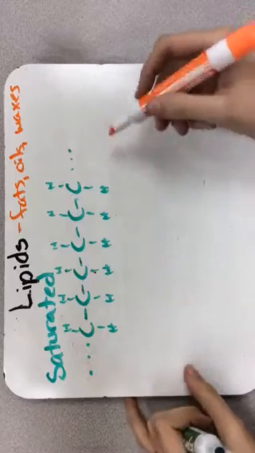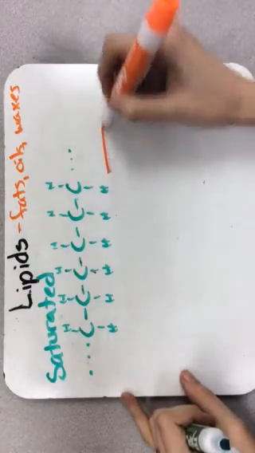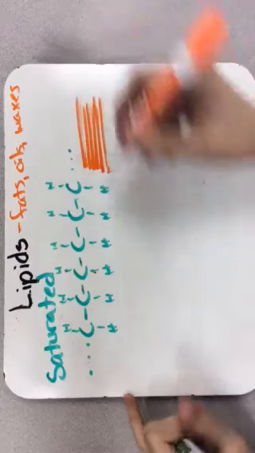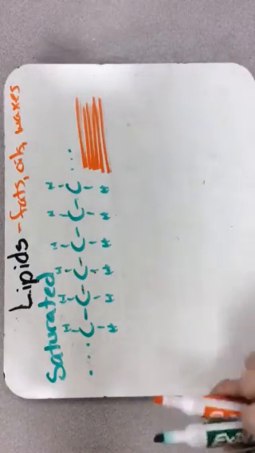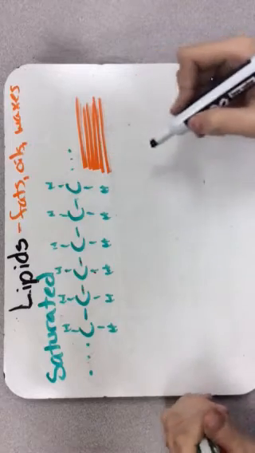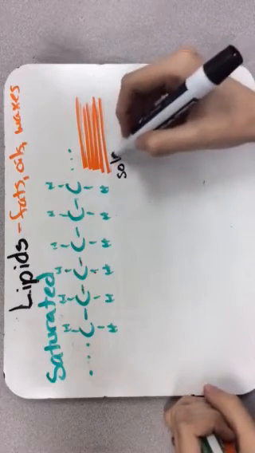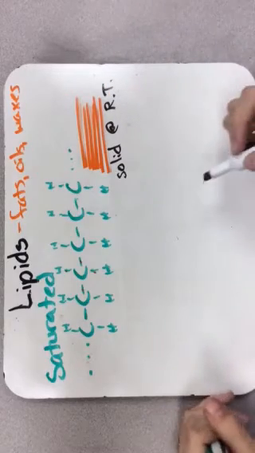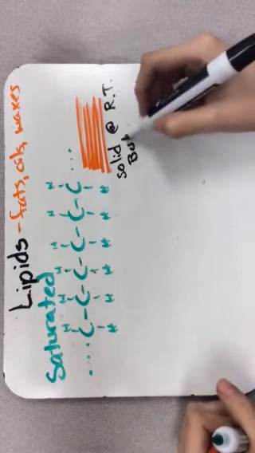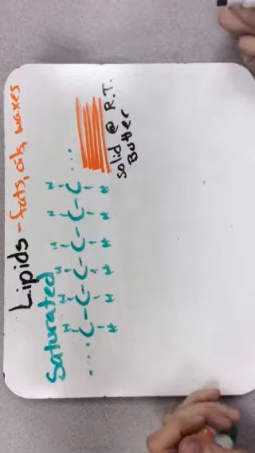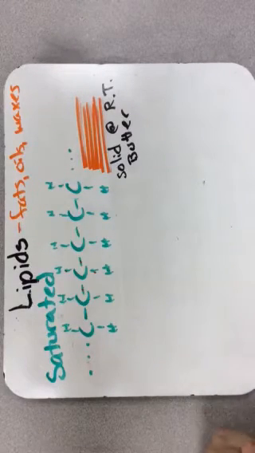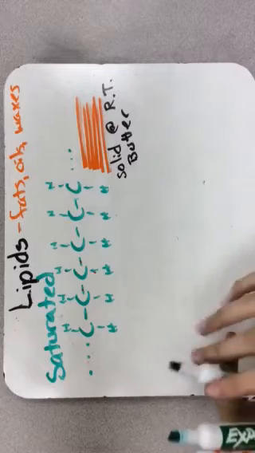It really does look like a straight line, and they stack very neatly. So you can have these saturated fatty acids stacking one on top of another. This is what allows them to be solid at room temperature. RT is room temperature. So these are things like butter. If you leave butter out on the table, it can get soft, but it's still going to remain a solid. It's not going to be a liquid.